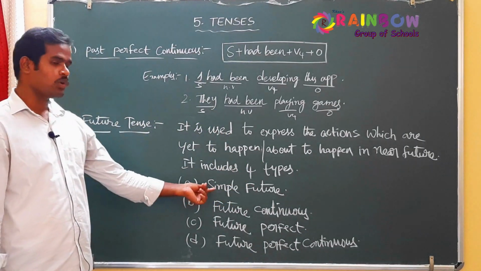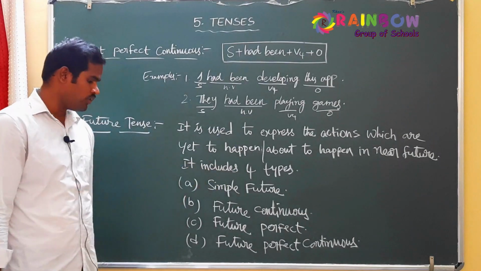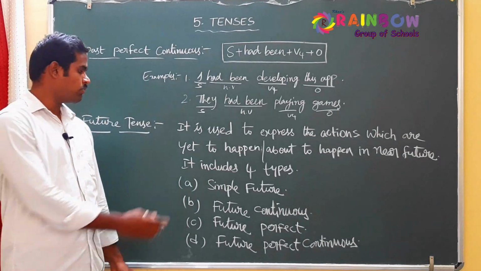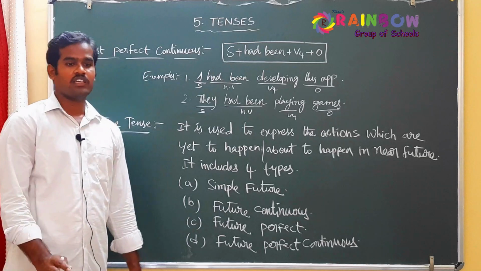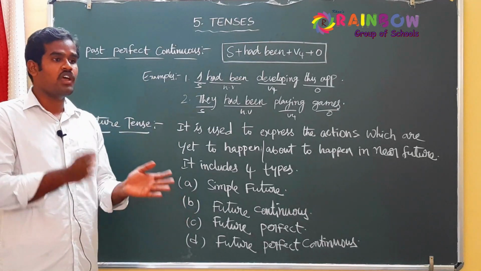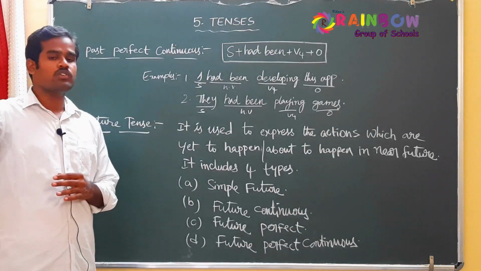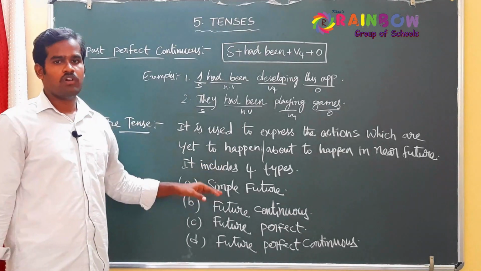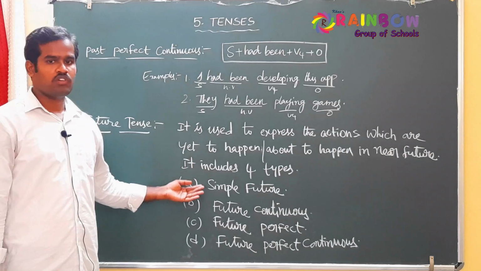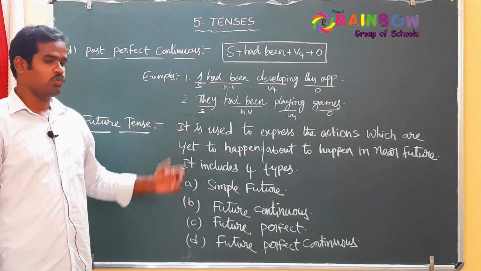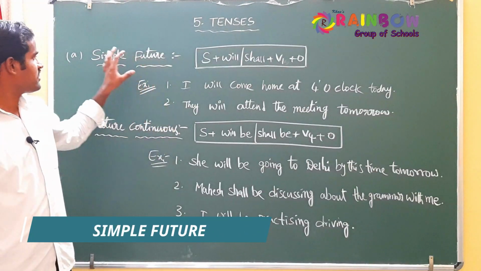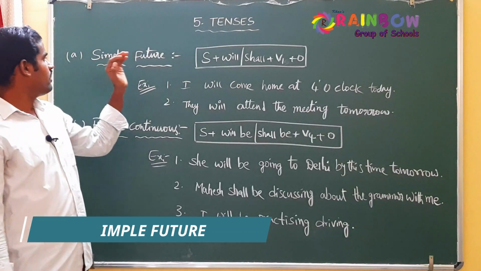Now let us get into the simple future. When do we use simple future? Simple future is used for the actions which are not started yet but will be started at some point of time in the future. In that case we use simple future. Let us discuss the 4 types of future now, in detail.